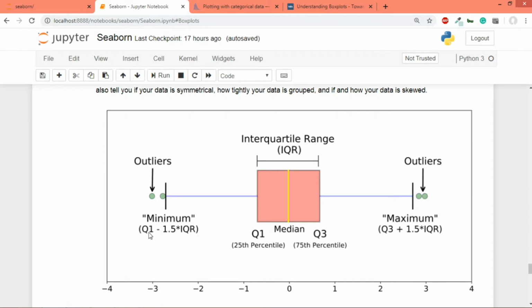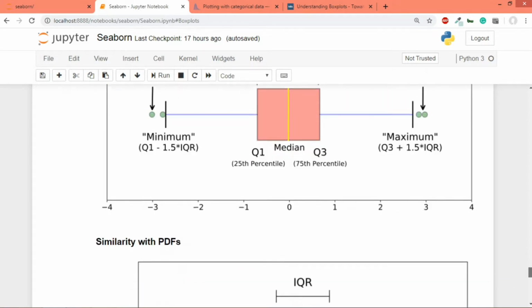And this is the formula to calculate the minimum and the maximum value. Minimum is Q1 minus 1.5 multiplied by IQR. And over here, the formula for maximum is Q3 plus 1.5 times IQR. Okay, so this is what a box plot is. To be honest, if you think clearly, it's pretty much similar to a PDF, probability density function. In fact, I'll show you a comparison using one more image.